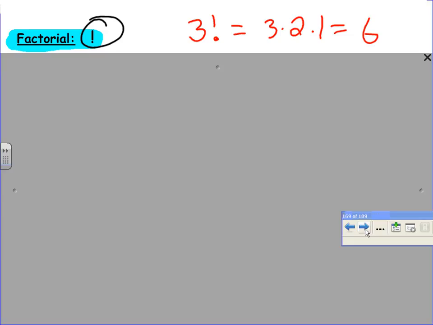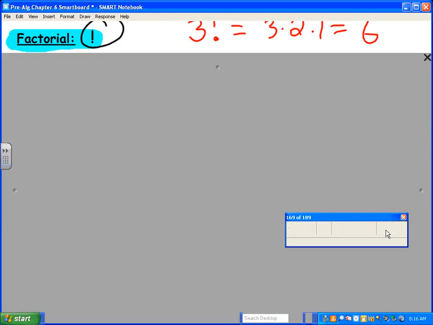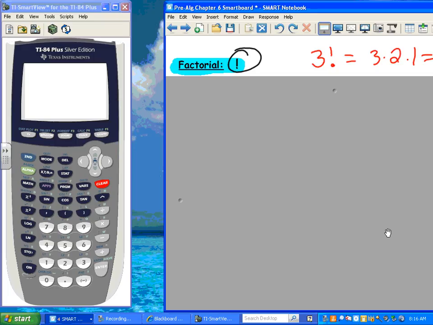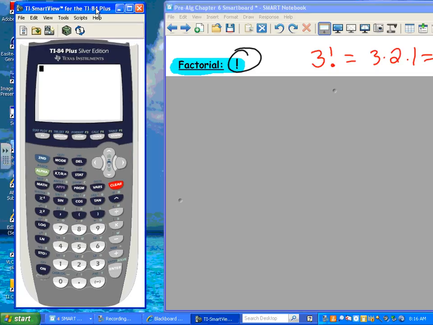So, kind of like Adam yelled out, which I'm really glad he knew that, 3 factorial is the same thing as 3 times 2 times 1. Okay? Before I explain that further, let me show you where it is on your calculator. So if you have your calculator, open it up. If you have your graphing calculator, that's what we always need to be using.